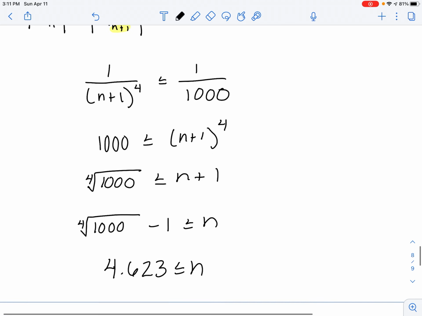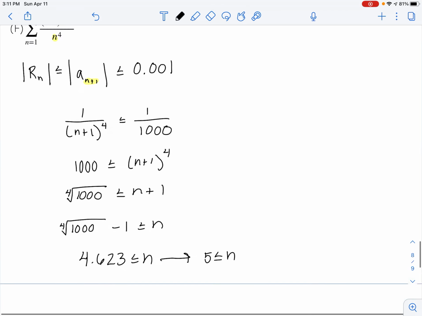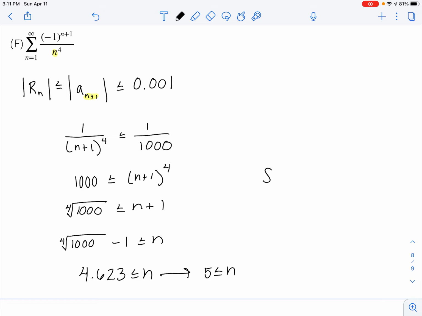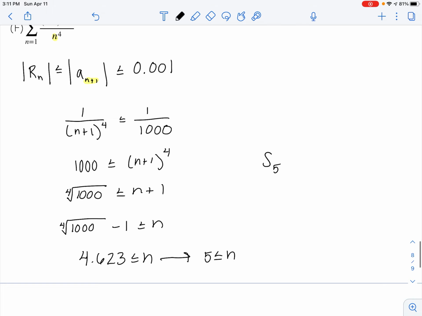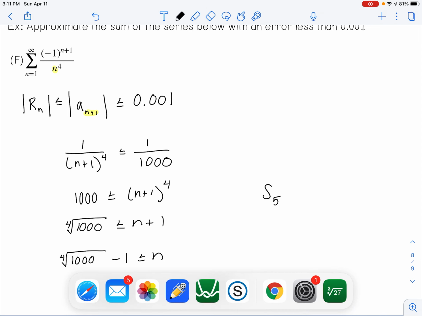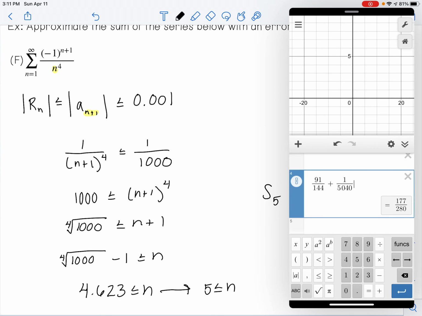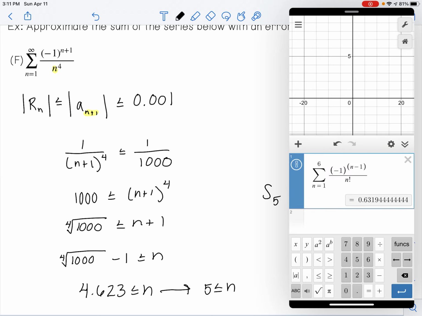So remember, for series we're using integers. So since 4.623 has to be less than or equal to n, that tells me that 5 has to be less than or equal to n. So for my approximation, I'm going to use S sub 5. All right, so I'm going to actually have to bring this back up. Okay, so I'm going to use S sub 5. So I'm just going to edit this thing up here. There we go. So delete that, make it a 5, negative 1 to the n plus 1.